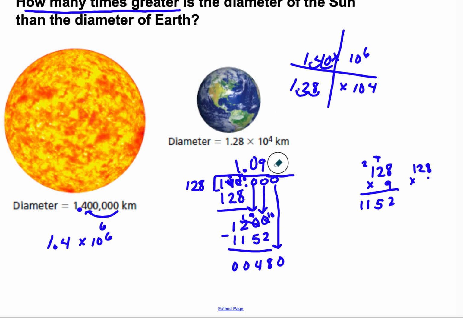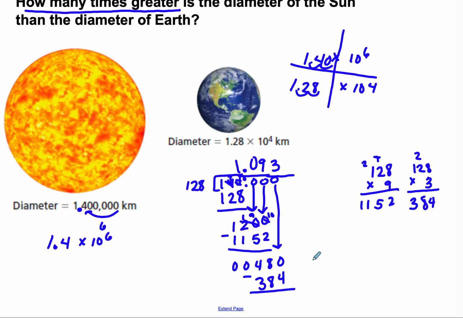120 times 4 would be 480. So I'm going to do times 3. Okay, 24. 3 times 2 is 6, plus 2 is 8. 3 times 1 is 3. So I have 384.